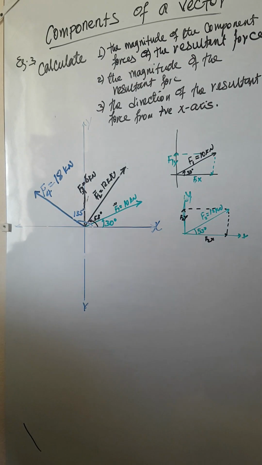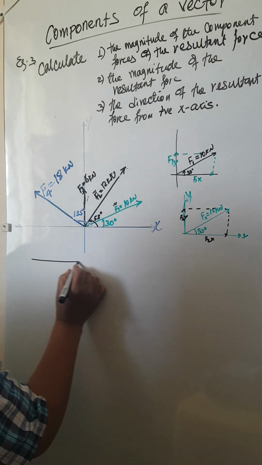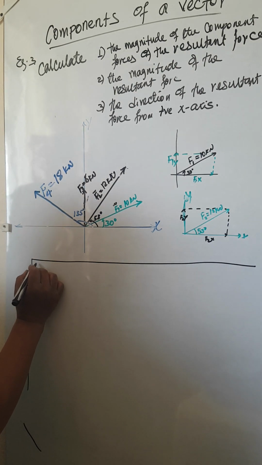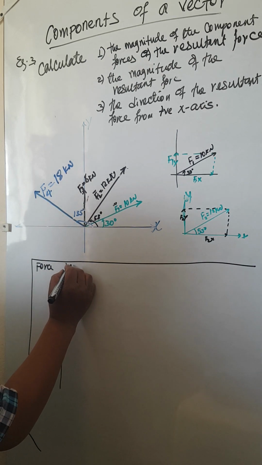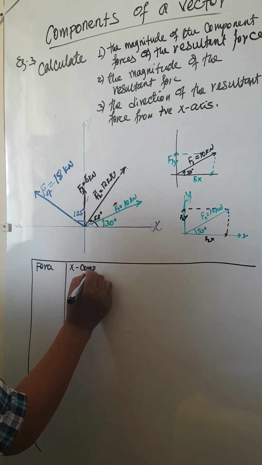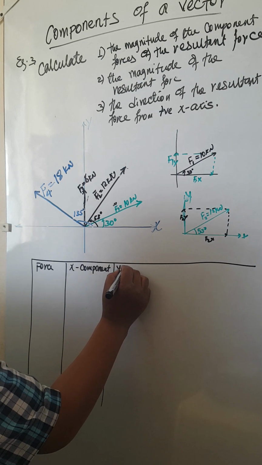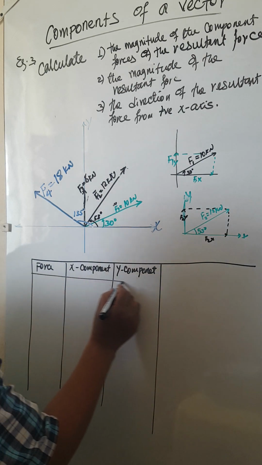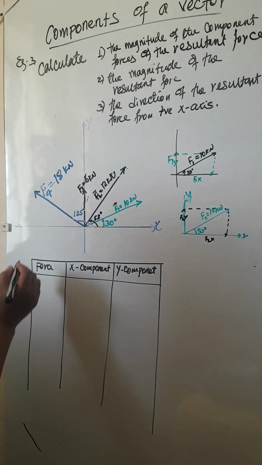But to do this, it's better to keep all we have in table 4, so that here we have the force vector, the x component, the y component. Having this will help us to add up all the x's and all the y's to find the resultant force. Now the force is F1.